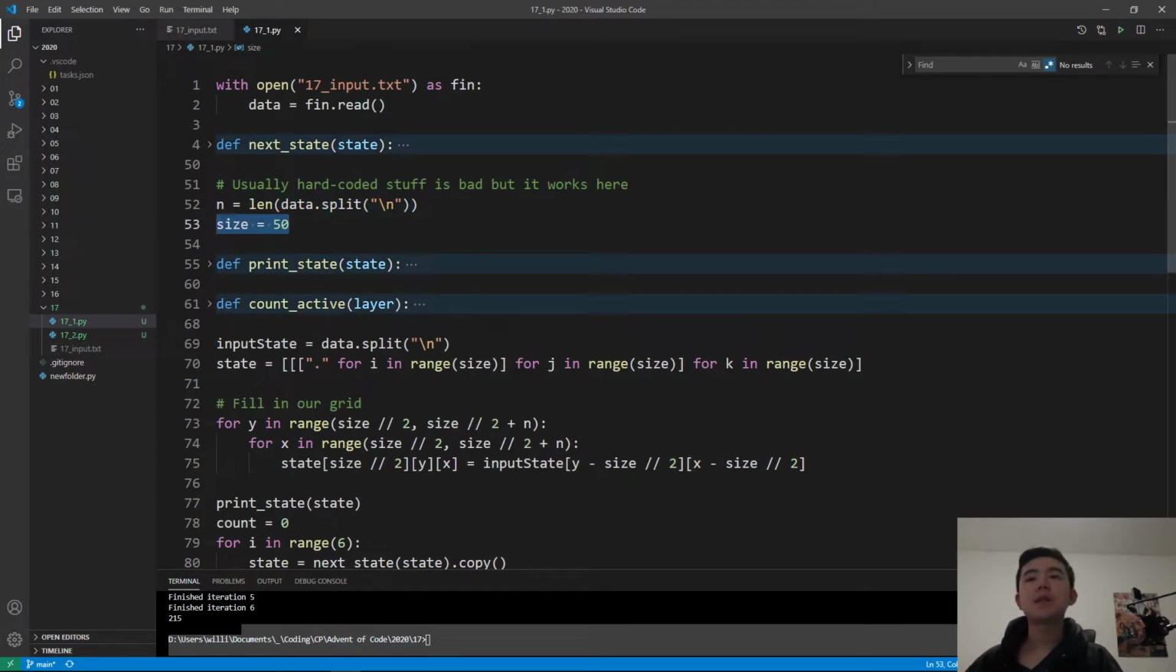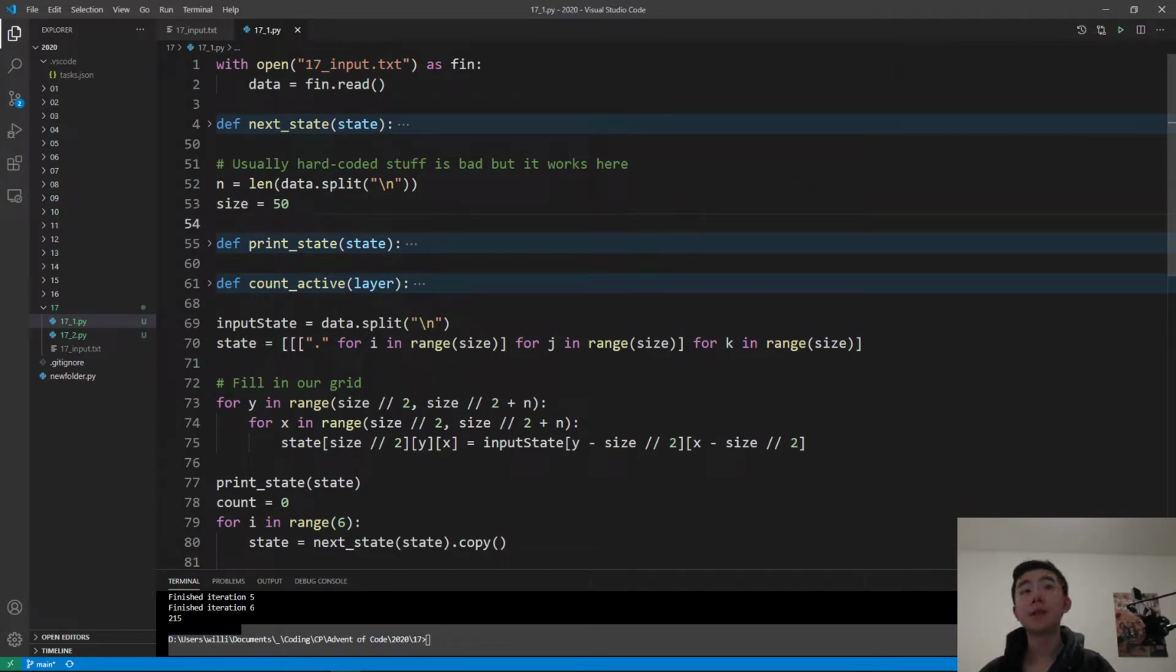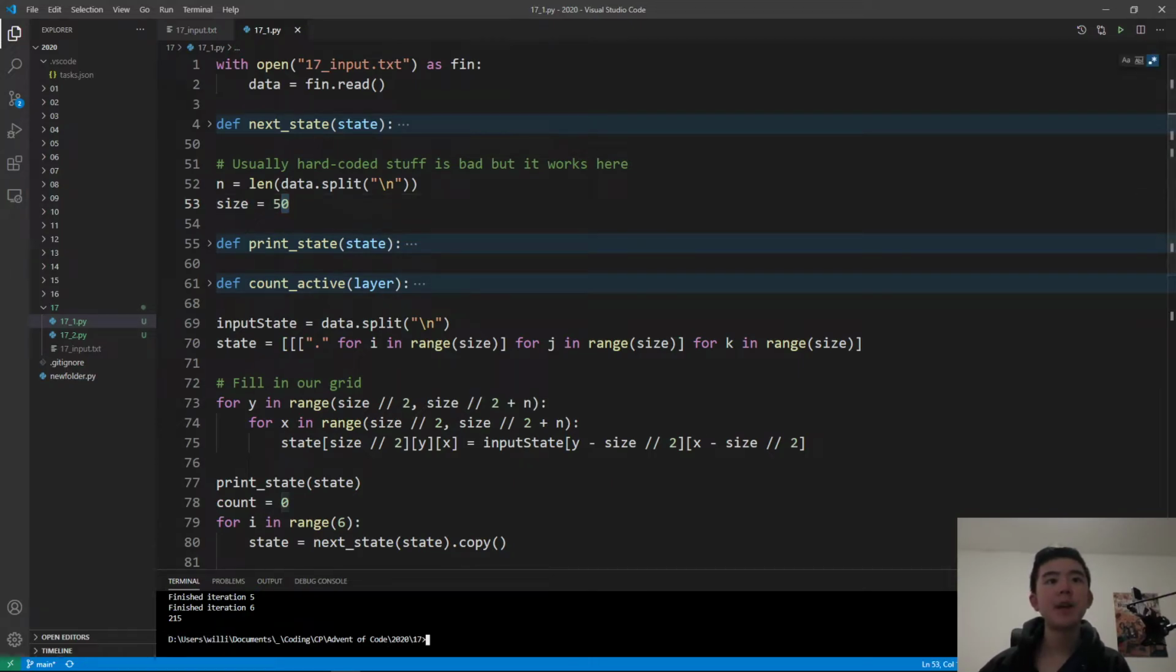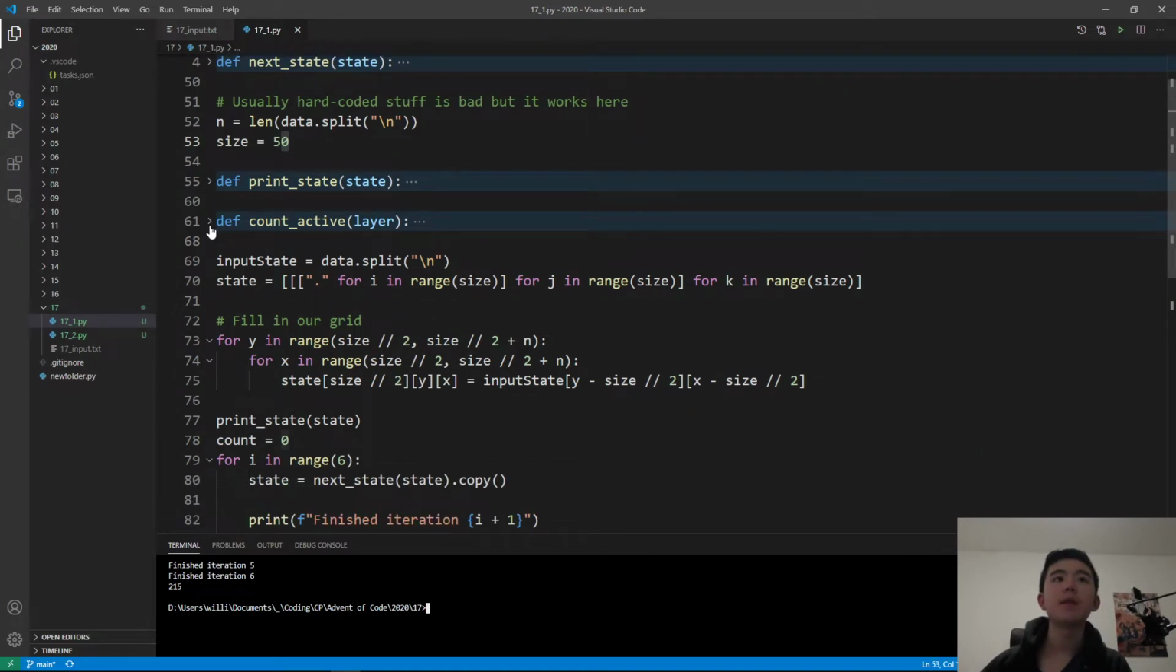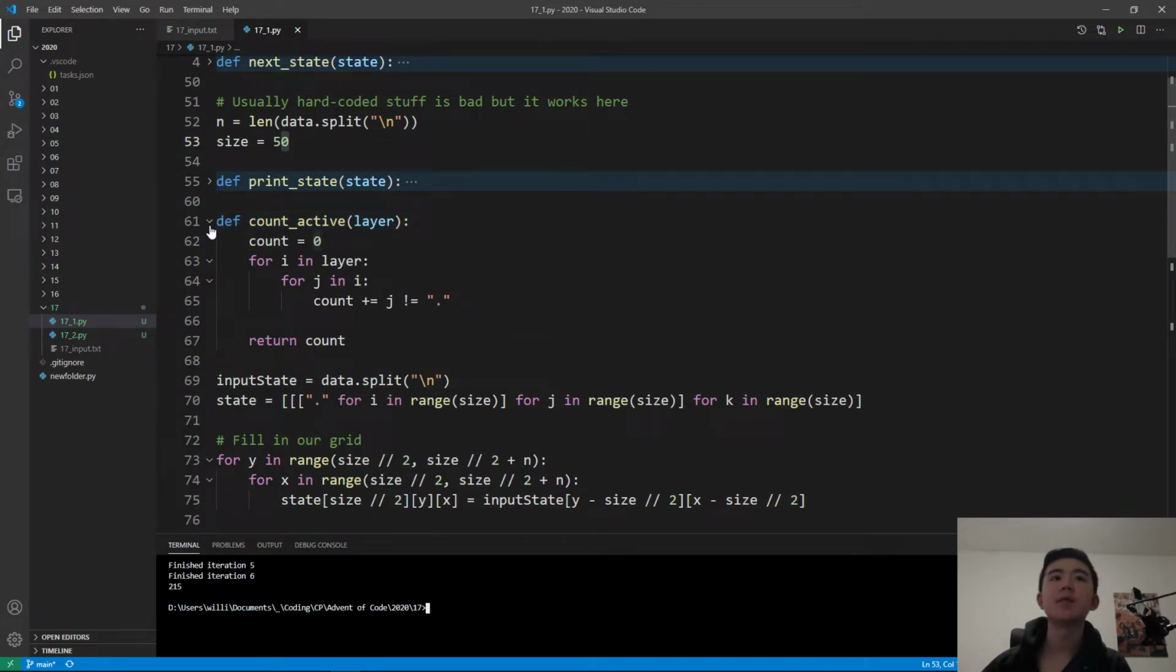So we also, again, as I said at the beginning, we're going to need a size to determine how many squares we need. I mean, how big our slice of the infinite pocket dimension is going to be. And then that's going to be 50. It's big enough. If you run it, it's going to run a little bit slowly, but it's going to run in under a minute, so that's fine. We also have this count active layer. Layer is going to be a two-dimensional grid. It counts the number of squares or cubes in that grid that are not inactive.